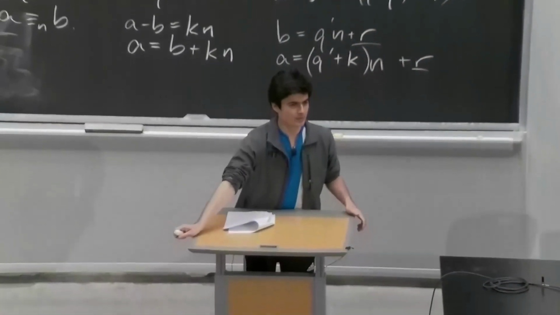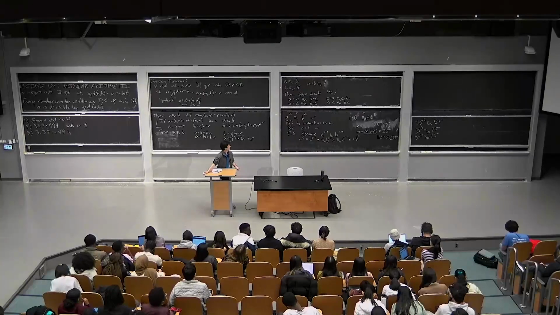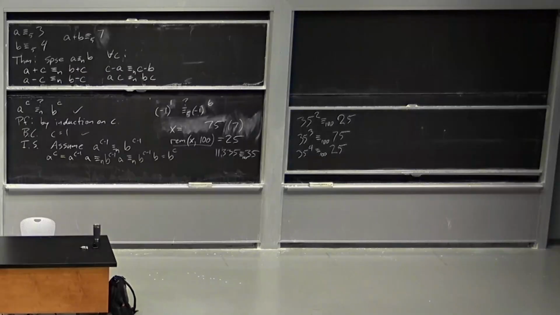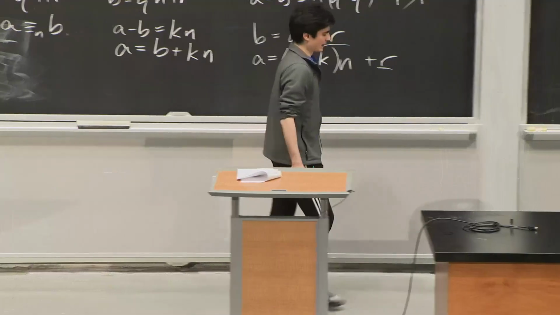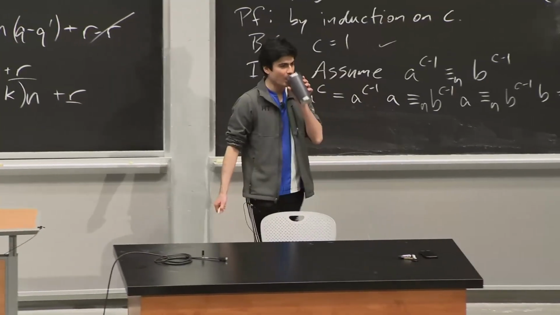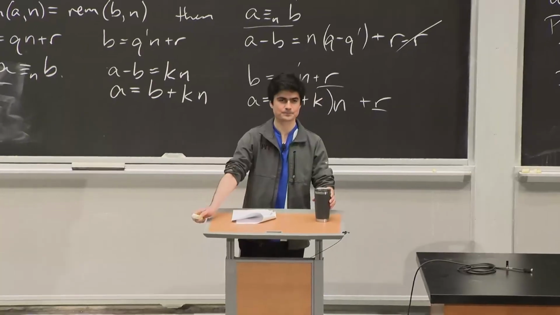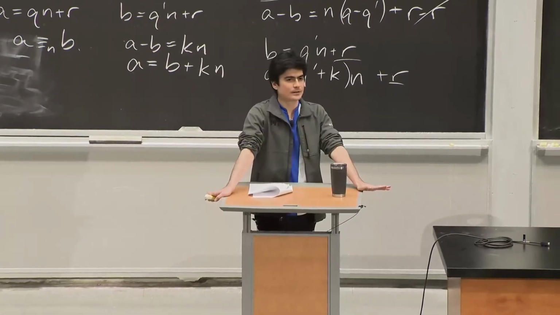Yeah. How do you know 75 times 7 is going to be 25? You can perform the computation. 25 by 21 is possibly an easier one to do. Okay. Any other questions?